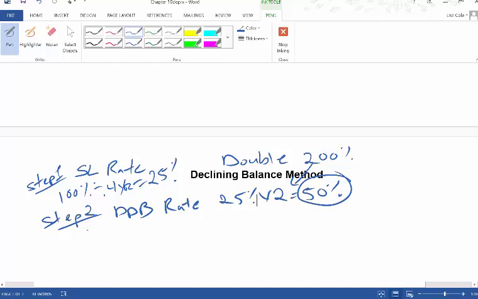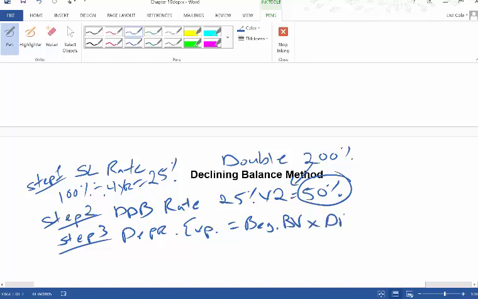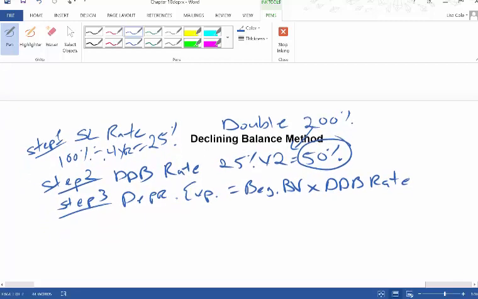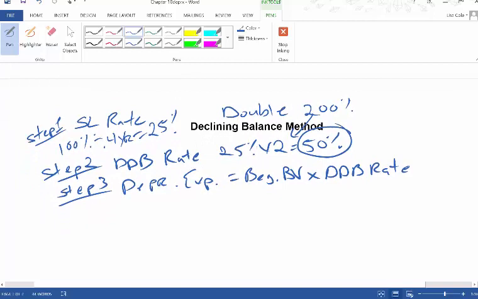Important number. Then our last step is how do we get our depreciation expense? How do we get to the actual depreciation expense? We do so by taking your beginning book value and multiplying it times the double declining balance rate. In this problem, that was 50%. So let's look at our problem that we continue to work on.